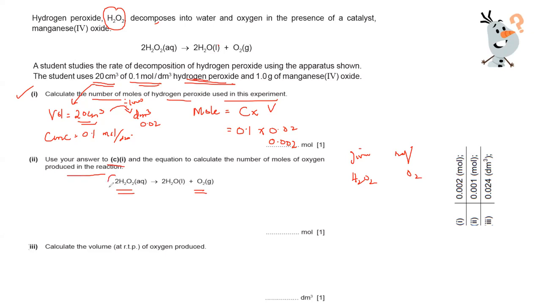When you check the equation, if 2 moles of hydrogen peroxide are there, then there will be 1 mole of oxygen. So the ratio is 2 is to 1. But how many moles of hydrogen peroxide are there in the question?